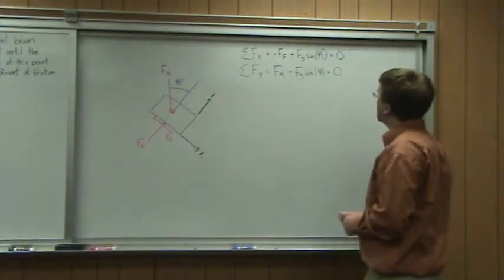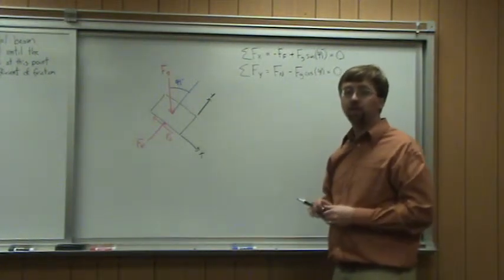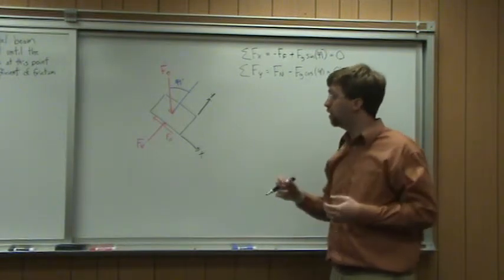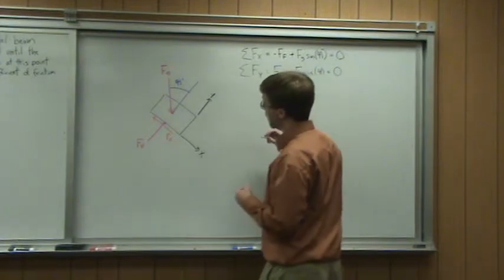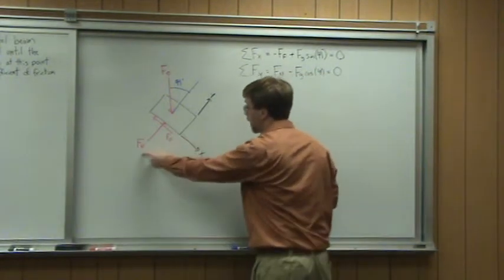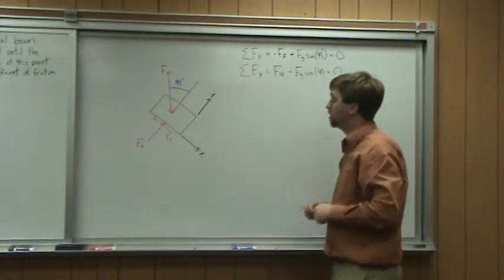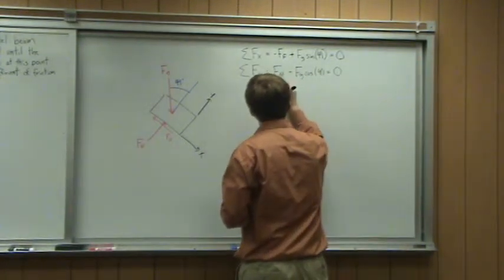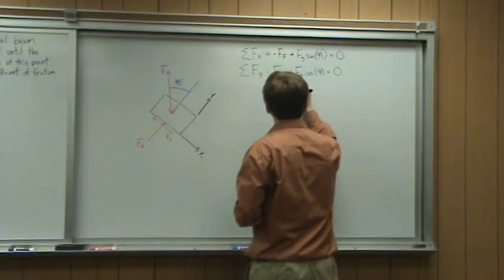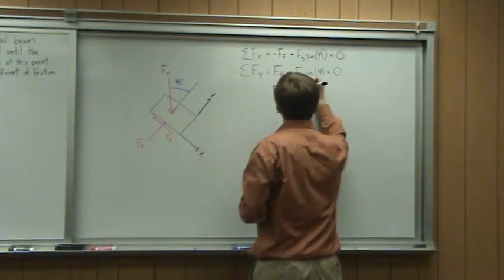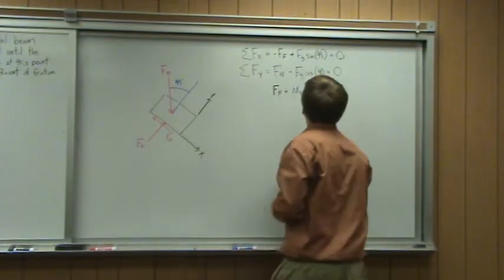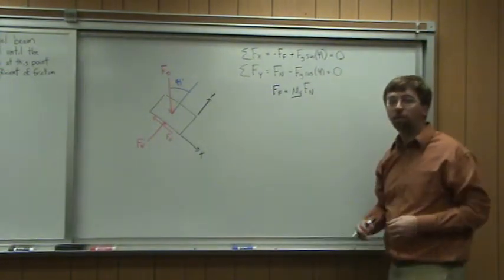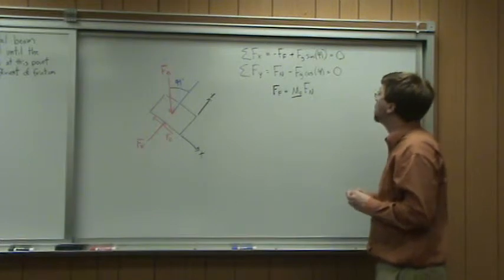Alright, so here I've got 3 equations and 2 unknowns. I know one other thing. At the moment before it moves, the friction force is going to be equal to mu static times my normal force. So Ff is equal to mu static times Fn. And that is where I'm looking for mu static. So that's how I get this into my equations.